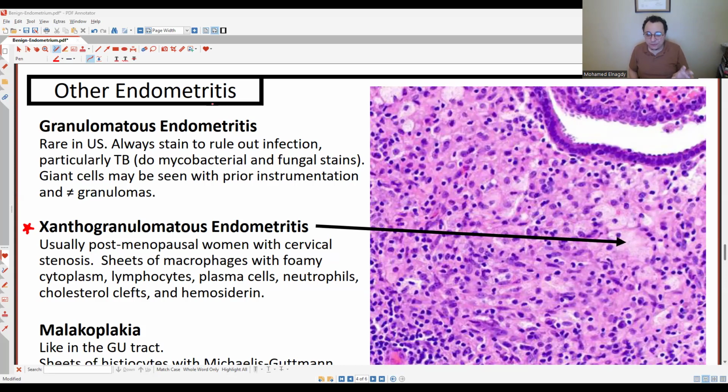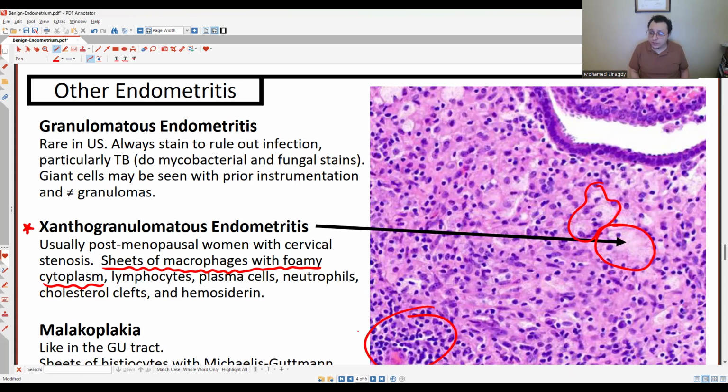We always see what? Foamy macrophages. So sheets of macrophages with foamy cytoplasm and some associated chronic inflammatory cells like lymphocytes here and there, plasma cells here and there, neutrophils sometimes, but here is the keyword. This is the pathognomonic thing, the foamy macrophage. Here it is, foamy macrophage. And these are the lymphocytes, by the way. I can't see any plasma cell here in this field.